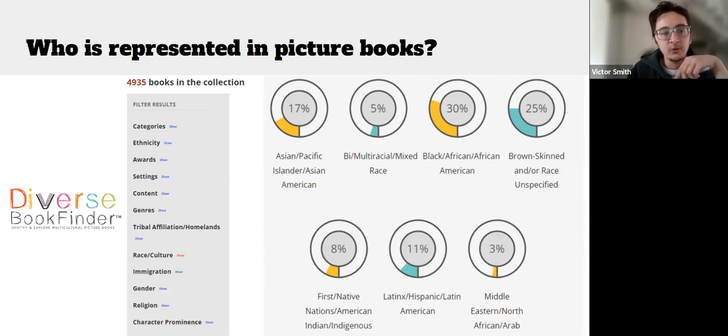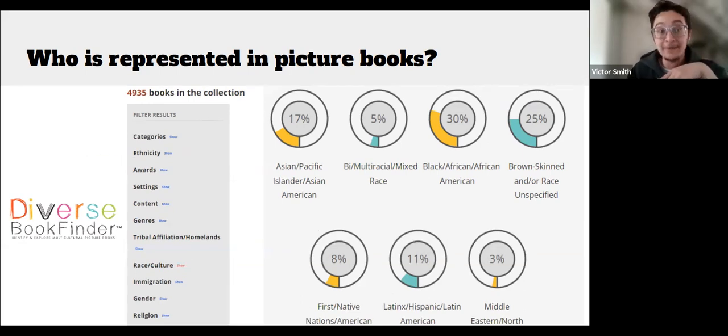One tool that I will share with you all is the Diverse Picture Book Finder. This is Krista's baby from the NEH program that I attended. It's an index of close to 5,000 books, and you can filter all of the results by categories that you see here, which include things like religion, immigration, tribal affiliation, and settings. So if you wanted a book that was about BIPOC characters but not set in the USA, it's a very powerful tool.